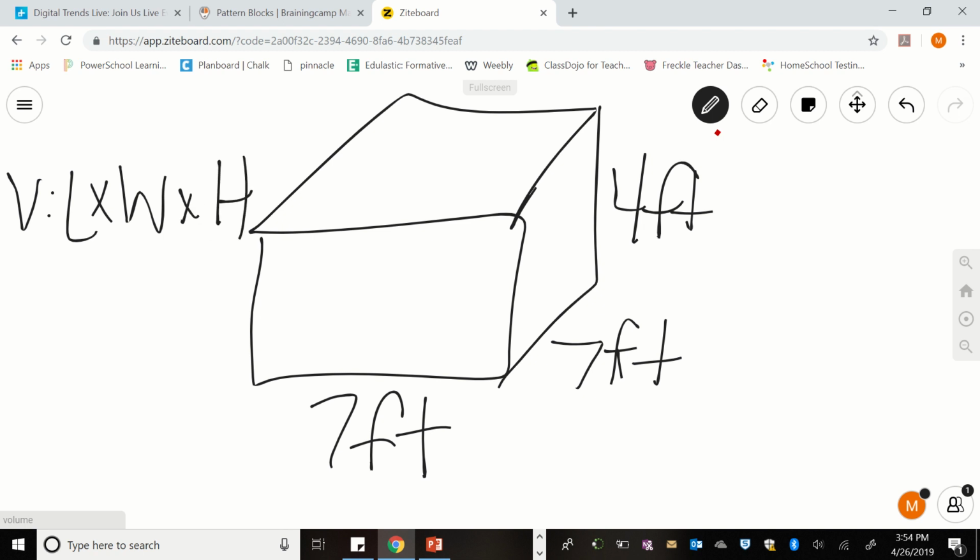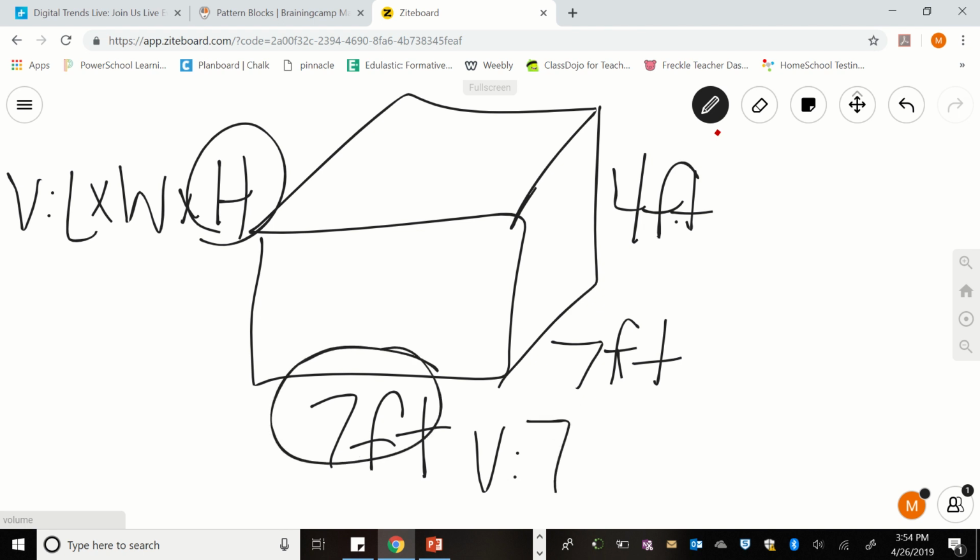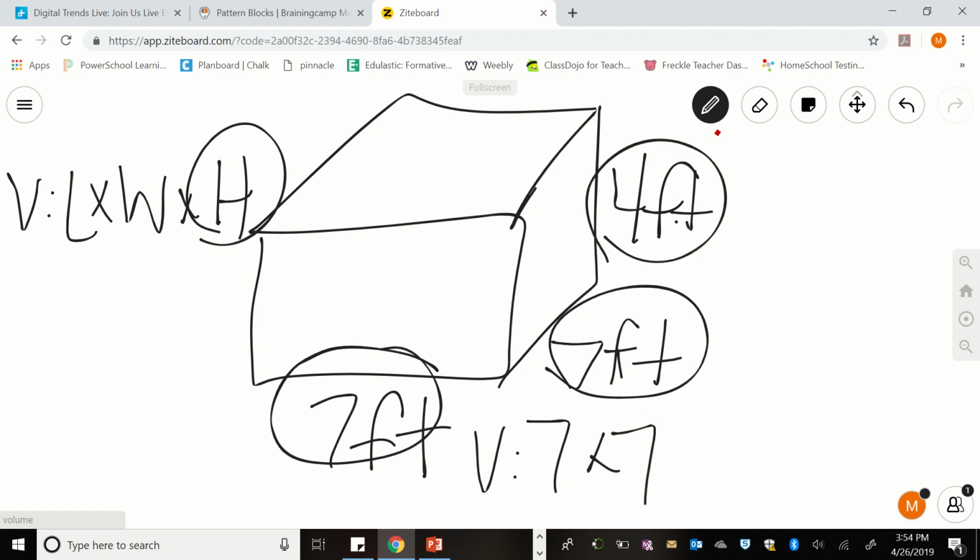It is almost the same thing as area, except we are multiplying height as well. So I know my length is 7. My width is 7, so we're going to multiply those together. And my height is 4. Whichever way you want to do it, if you want to multiply 7 times 4 first or 7 times 7, either way you will get to the same answer.